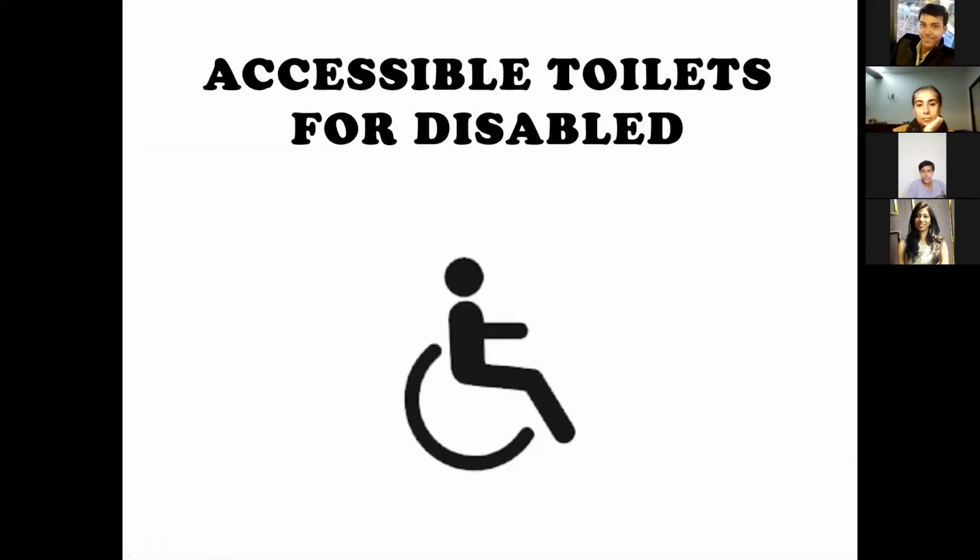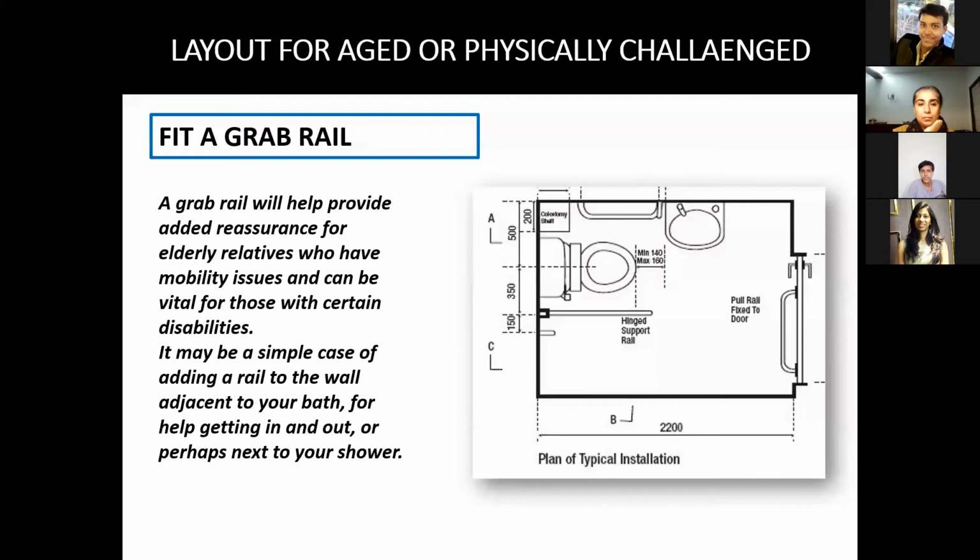So now we'll move on to accessible toilets for disabled or elderly people. There are some things we need to keep in mind if we are designing toilets for physically challenged or aged people. The first thing, we can fit a grab rail. A grab rail will help provide added reassurance for elderly relatives who have mobility issues and can be vital for those with certain disabilities. It may be a simple case of adding a rail to the wall adjacent to your bath for helping getting in and out, or perhaps next to your shower.